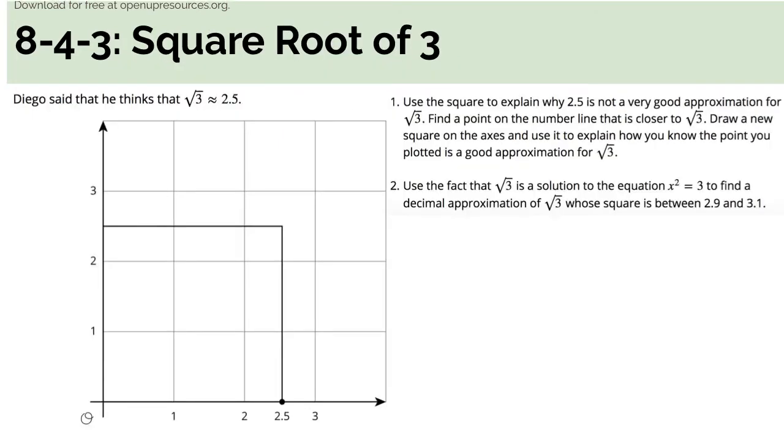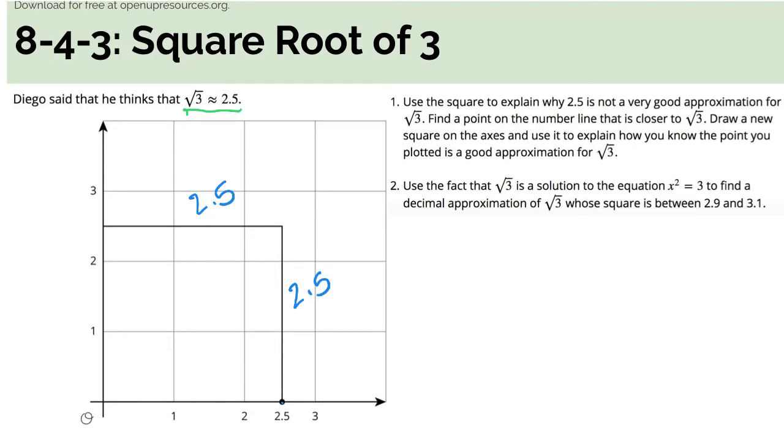Okay, so in activity 3, Diego says that he thinks that the square root of 3 is approximately, that's what your squiggly equal sign means, approximately 2.5. And so what they've done here with the number line, they actually have 2 number lines creating your grid, and they've created a square with side lengths of 2.5. So you can see that on the grid.